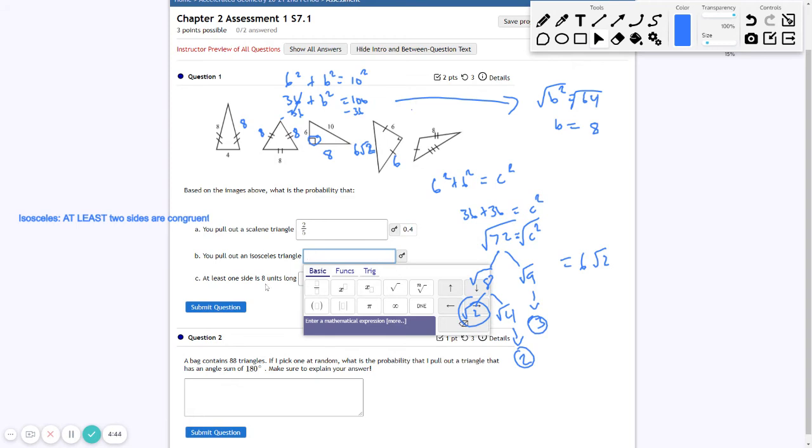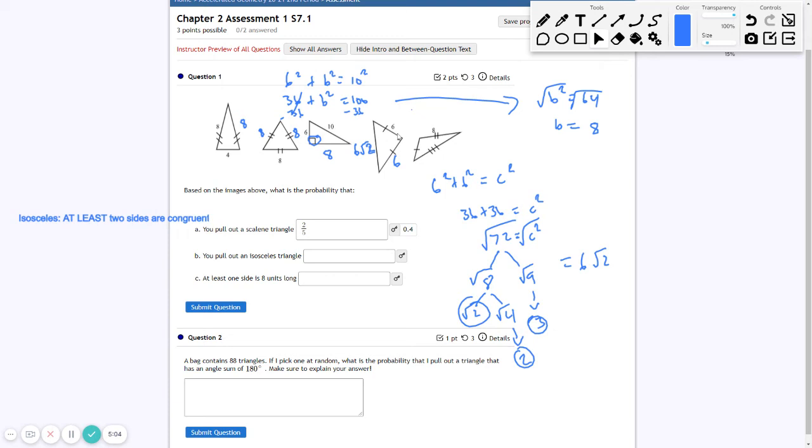Okay. Now, isosceles triangles. We're going to use this definition. At least two sides are congruent. For the first one, yes, this is clearly isosceles. For the second one, a lot of you guys will say this is an equilateral triangle. It's not isosceles, Mr. Chun, but based off of this definition, it is. At least two sides are congruent. So this is also an isosceles triangle.